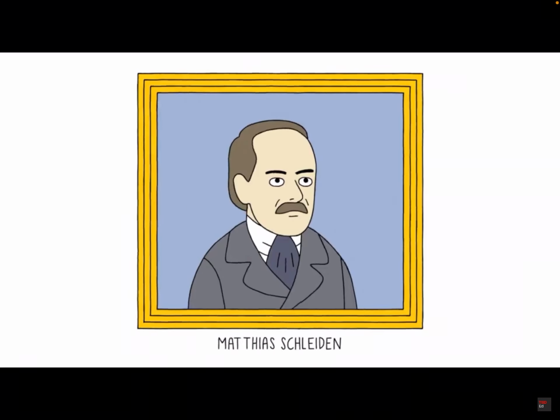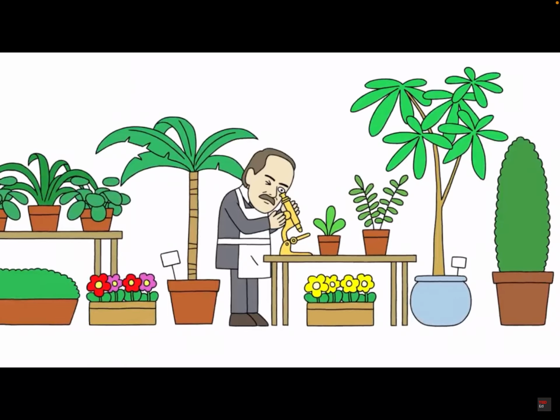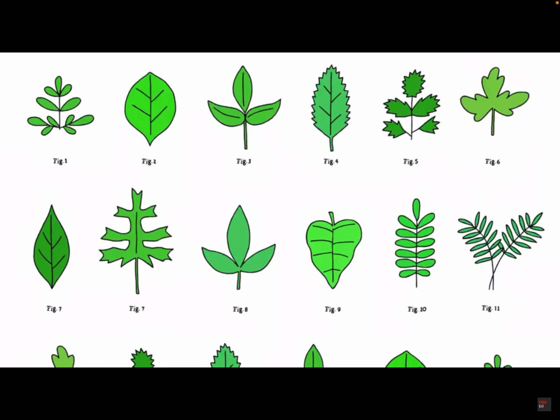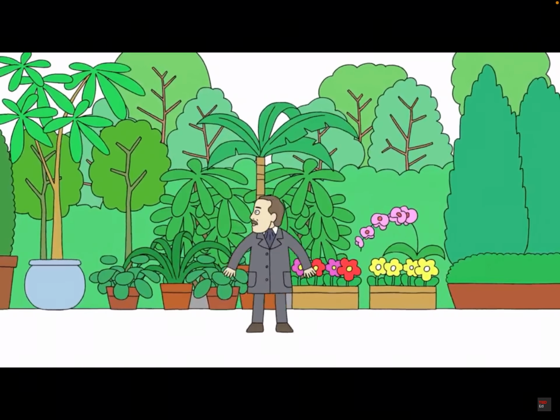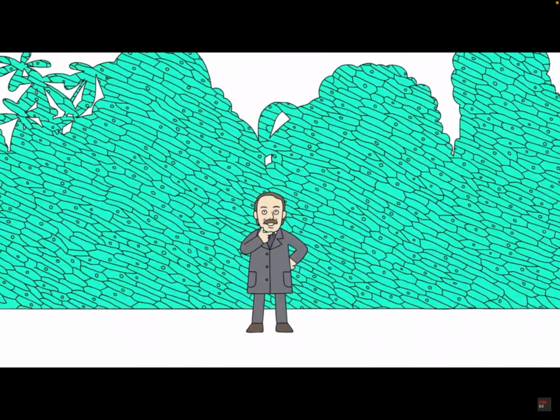The first scientist was Matthias Schleiden, a botanist who liked to study plants under a microscope. From his years of studying different plant species, it finally dawned on him that every single plant he had looked at were all made of cells.